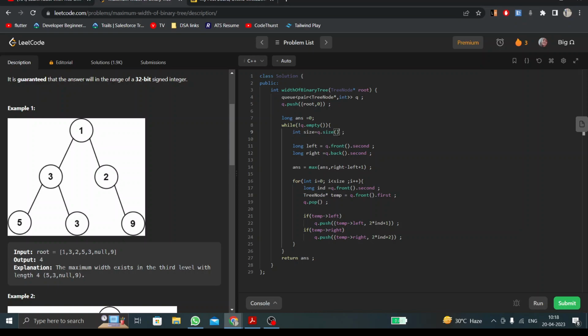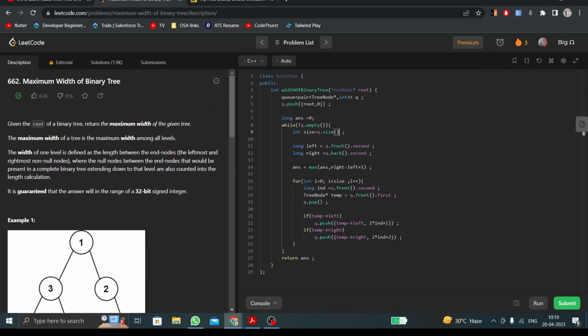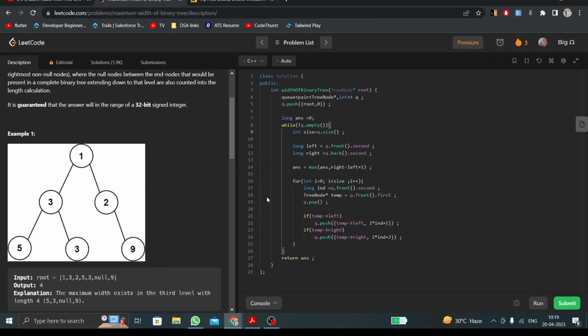If you don't know how to do a level order traversal, I suggest you go and learn that first. There are many questions which you will be able to solve if you know level order traversal, which can only be solved by level order traversal. So here also you can try to understand it. I've taken the size, which will give us the number of nodes present in our tree currently.